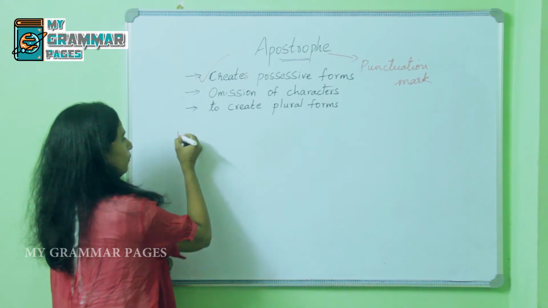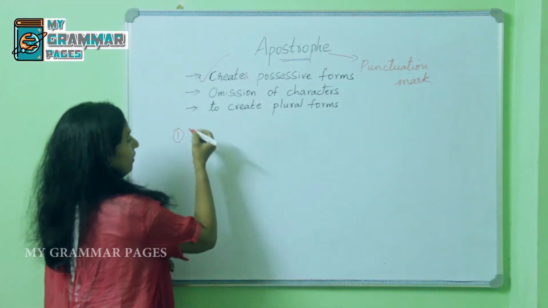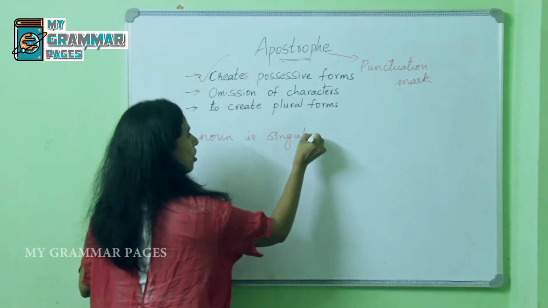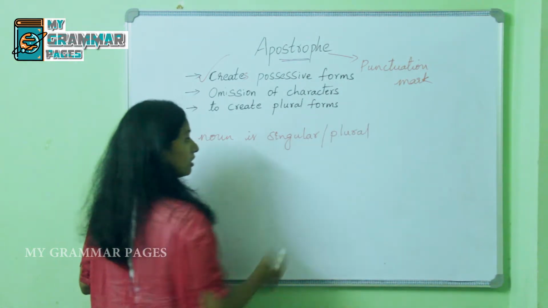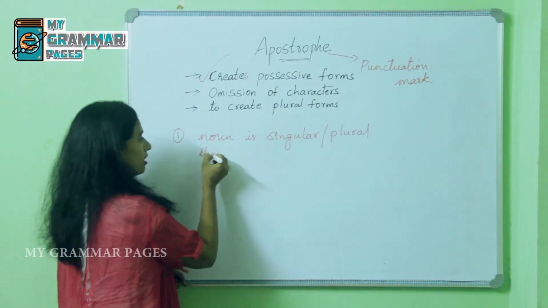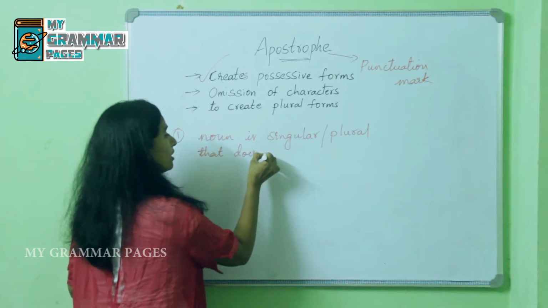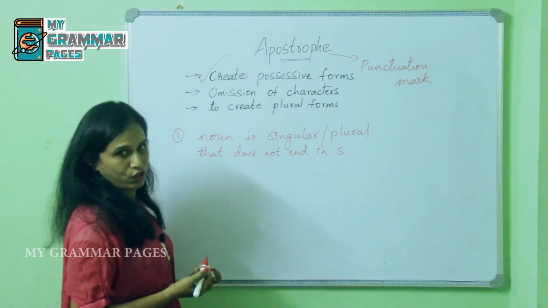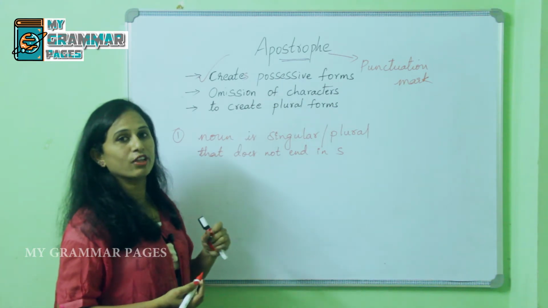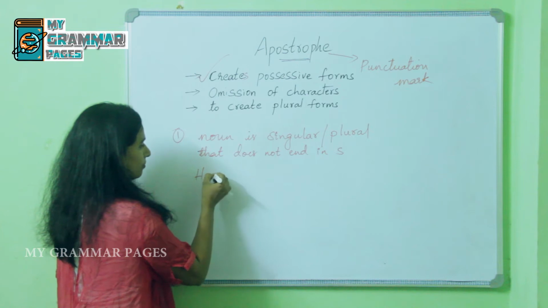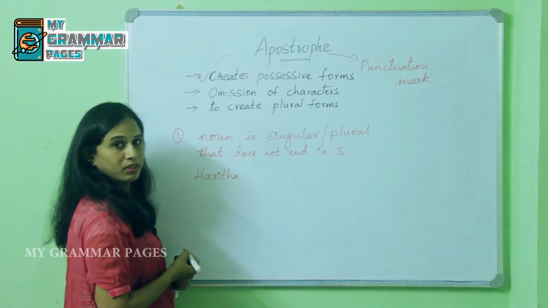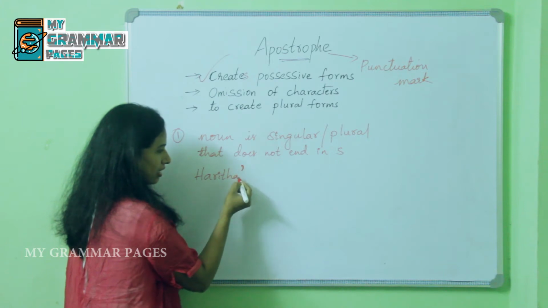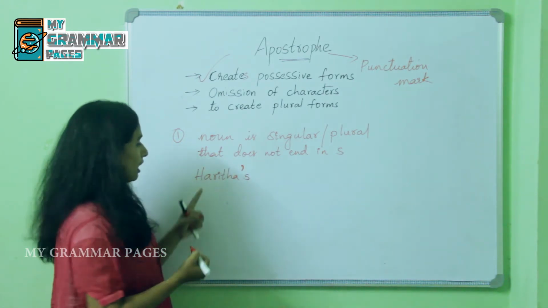Rule number 1: if the noun is either singular or plural that does not end in s, we have to put an apostrophe and s over that in order to create a possessive form of that noun. For example, take the word Harita. Harita is a proper noun. In order to make a possession of Harita, we just keep an apostrophe over Harita and add s. It becomes Harita's.